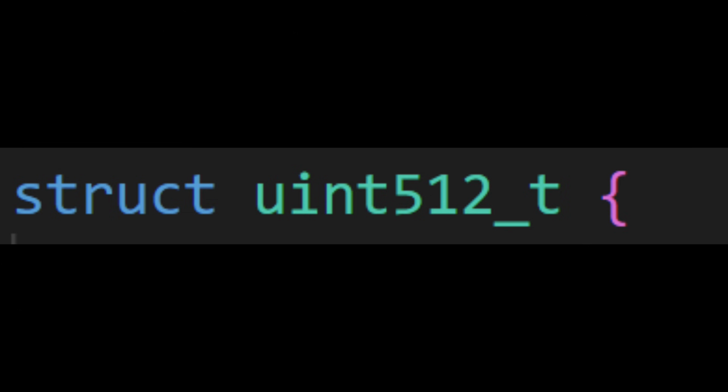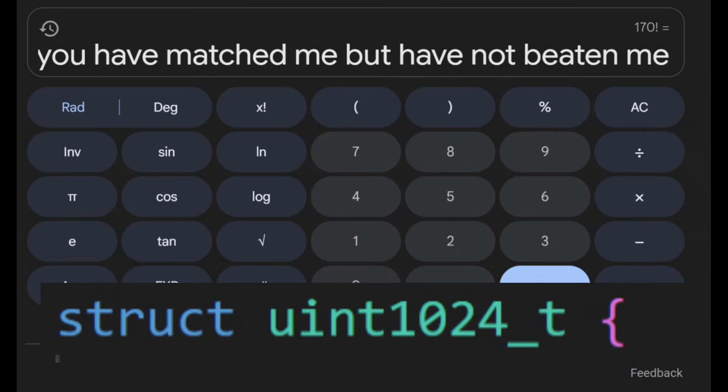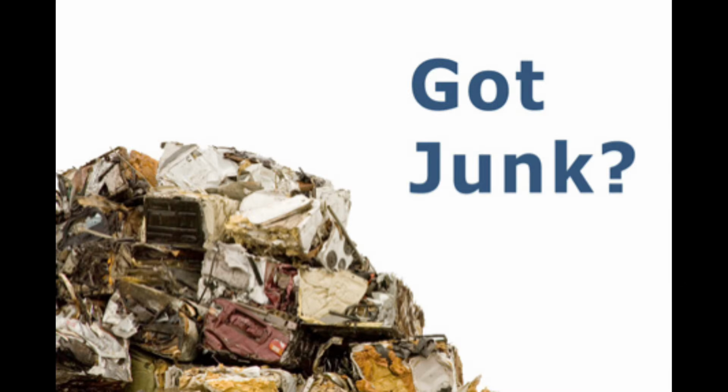So we generated more variables. We generated the uint512_t, and it got to like the 130s or 140s, or maybe the 110s or 20s. I actually can't exactly remember how far these ones went. The point is, once we generated the uint1024, it got to exactly 170. And then at 171, it ran out of memory and started outputting a whole bunch of junk.